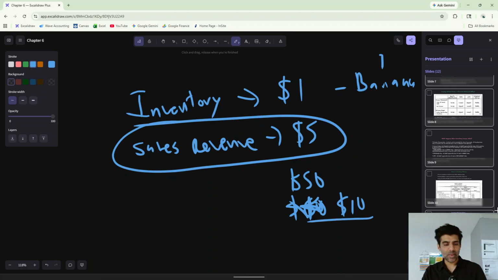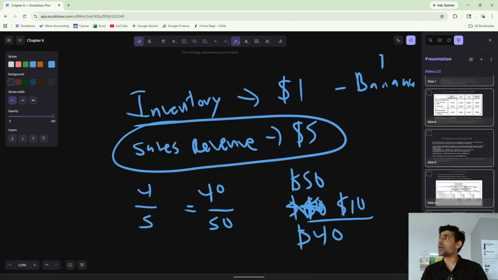It's as if I'd sold one banana. It's going to be the same margin calculation, $40 divided by 50, which is the same as 4 divided by 5. So the gross margin calculation doesn't matter if I sold one or 100 or 1,000. It's going to be the same margin because it just depends on how much I paid for one versus how much I sold one.